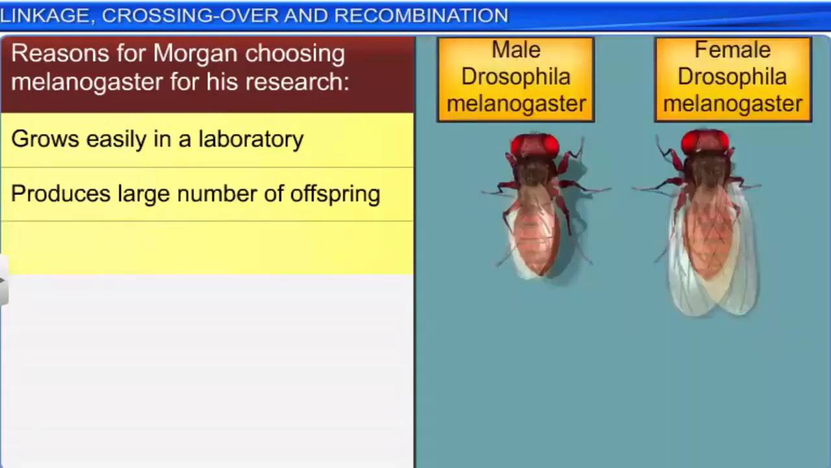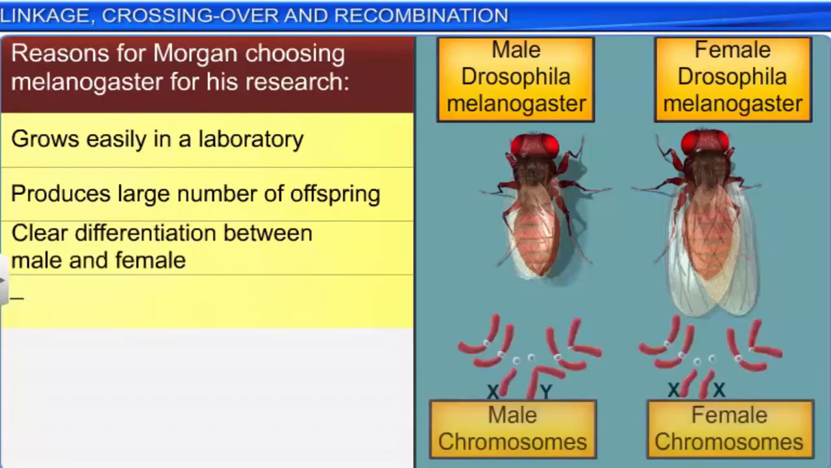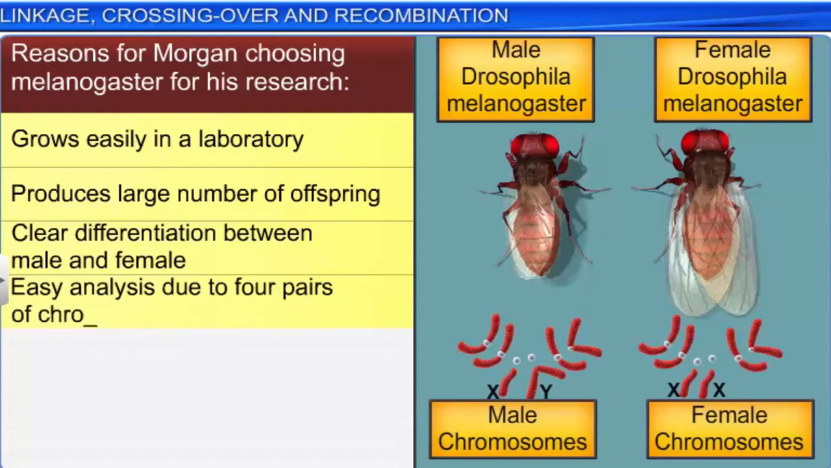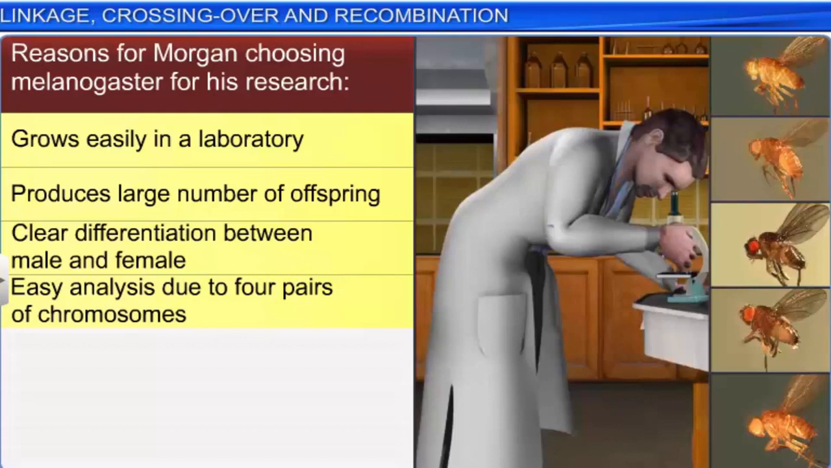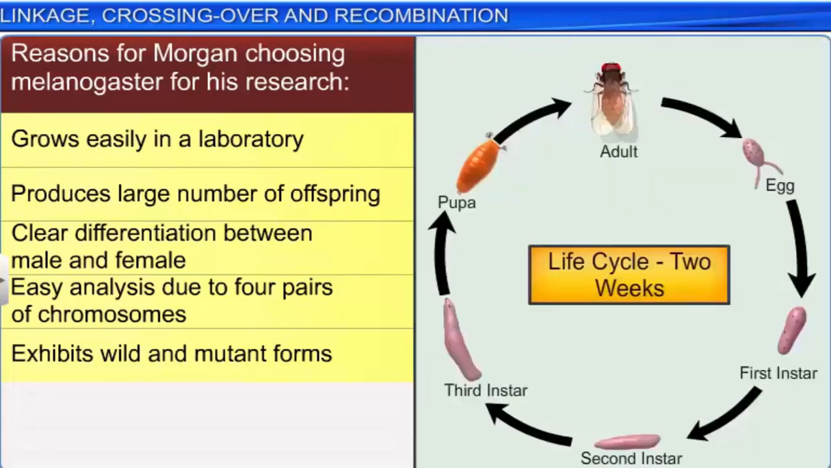Moreover, the male and the female flies were easily distinguishable and had only 4 pairs of chromosomes, making their analysis easier. Another reason for Morgan selecting these flies was that they showed several heredity variations which could be easily seen through low-power microscopes. Finally, these flies had a life cycle of just 2 weeks, which would help study several generations within a short span of time.